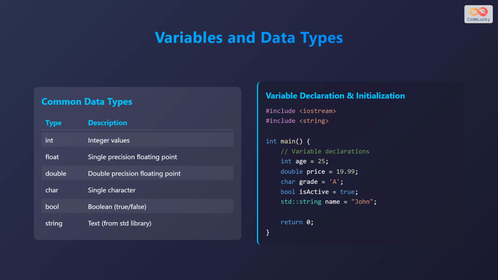of the standard library. Here's an example of variable declaration and initialization. First, we include the iostream and string libraries. Inside the main function, we declare variables of different types, such as age as an integer with a value of 25, price as a double with a value of 19.99, grade as a character with the value 'A', isActive as a Boolean with the value true, and name as a string with the value "John". These are examples of how to declare and initialize variables with different data types in C++.